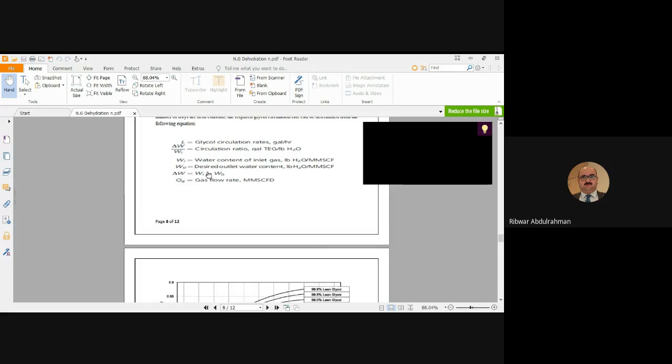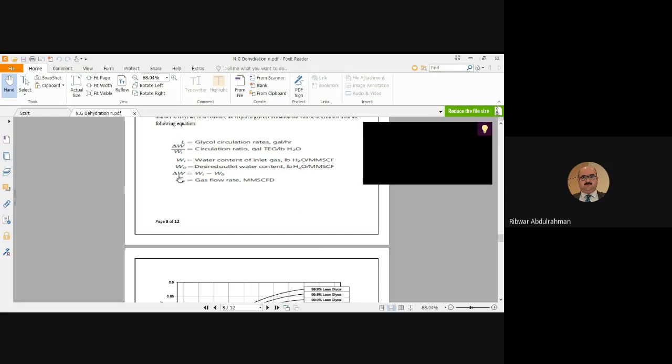And Wo is the desired outlet water content. Here you have a natural gas that's loaded with water vapor, and you want to dry it. You want to remove or reduce the amount of the water vapor. On the other side, you get another gas, which they call the dry gas. This dry gas has the desired outlet water content in pounds of water per million standard cubic feet of the gas. This will also be given.